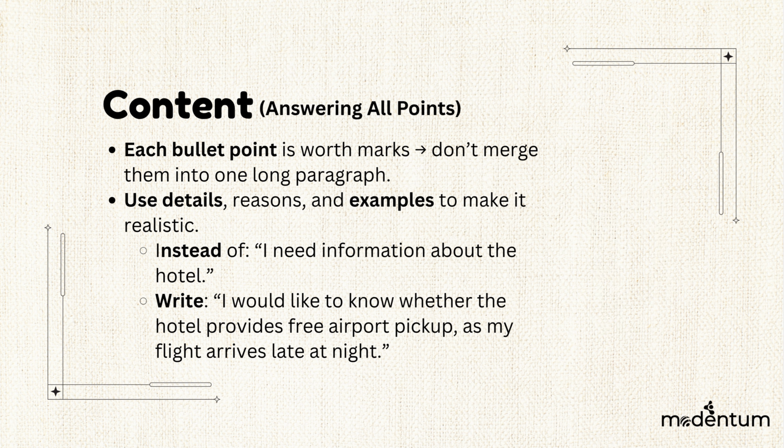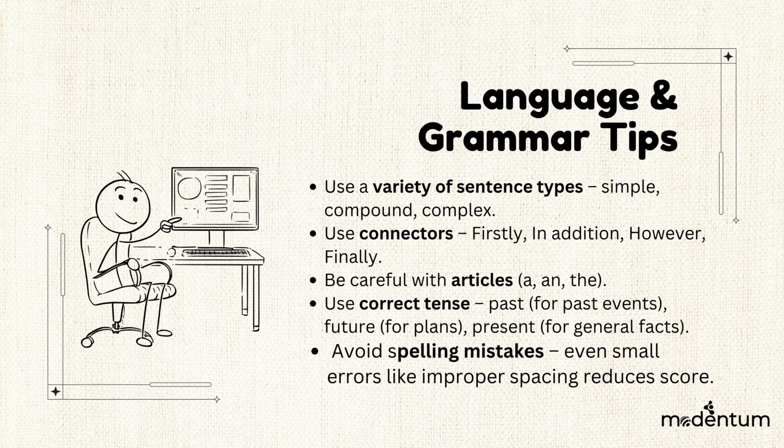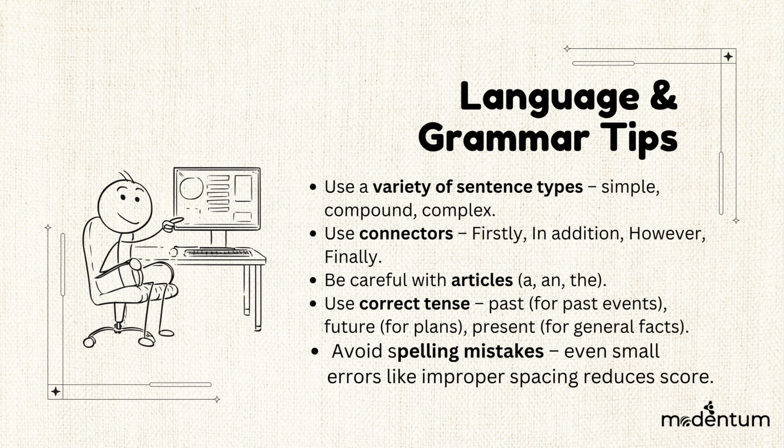Language and grammar tips. Use a variety of sentence types: simple, compound, and complex. Use connectors like firstly, in addition, however, finally. Be careful with articles: a, an, and the. Use correct tense: past for past events, future for plans, present for general facts. Avoid spelling mistakes. Even small errors like improper spacing reduce your score.